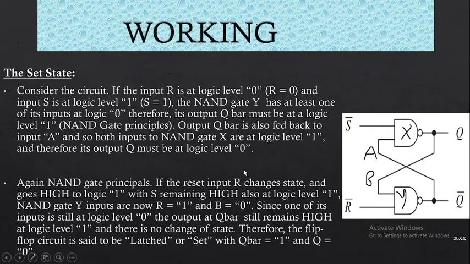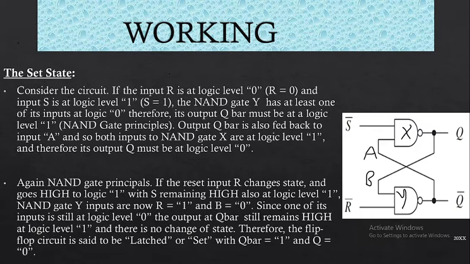Now again, if the reset input R changes state and goes high to logic 1 with S remaining high at logic level 1, NAND gate Y inputs are now R equals 1 and B equals 0. Because in the previous state it was R equals 0 and S equals 1, now both R and S equal 1. R equals 1 and B becomes 0 because it's taken from Q and Q is 0.